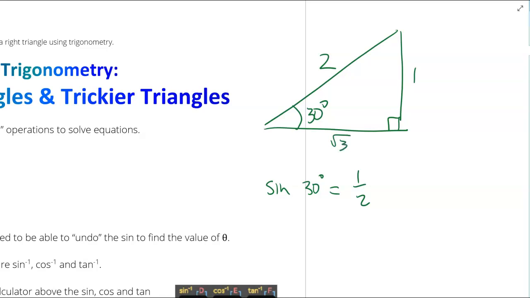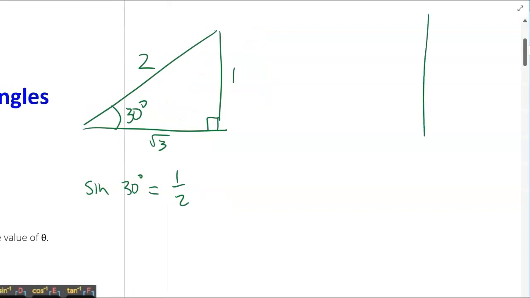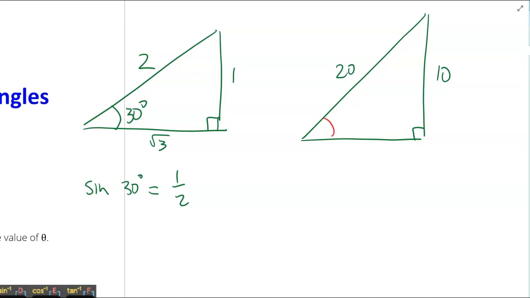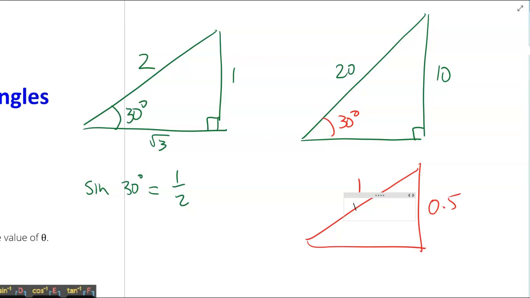What I'm trying to show you is, in a scenario where we have something like, let's say this is 10 and that's 20, we're now going to calculate what this angle is. We should know for this one it's 30, because any trig ratio that has sine of some angle equaling a half, that angle is always going to be 30 degrees. So we could have another triangle where this might be 0.5 and that's 1, or whatever. That angle will always be 30 degrees.